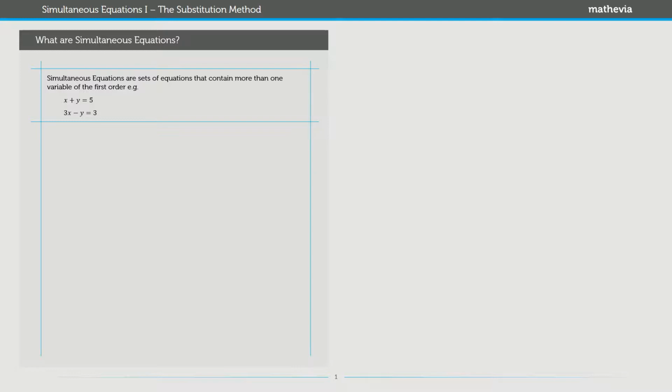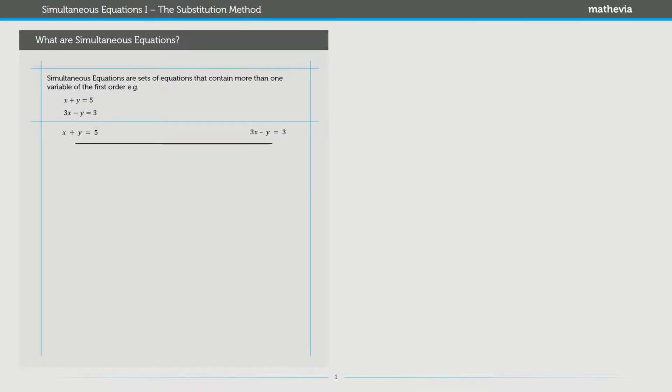Now, basically, when you're asked to solve simultaneous equations, you're pretty much looking for values for x and y that would satisfy both equations. So I have that x plus y equals 5 and 3x minus y equals 3. I'm looking for values for x and y that, when I add the x value and the y value, will give me 5. And for the same values, when I have 3x minus y, it will give me 3.